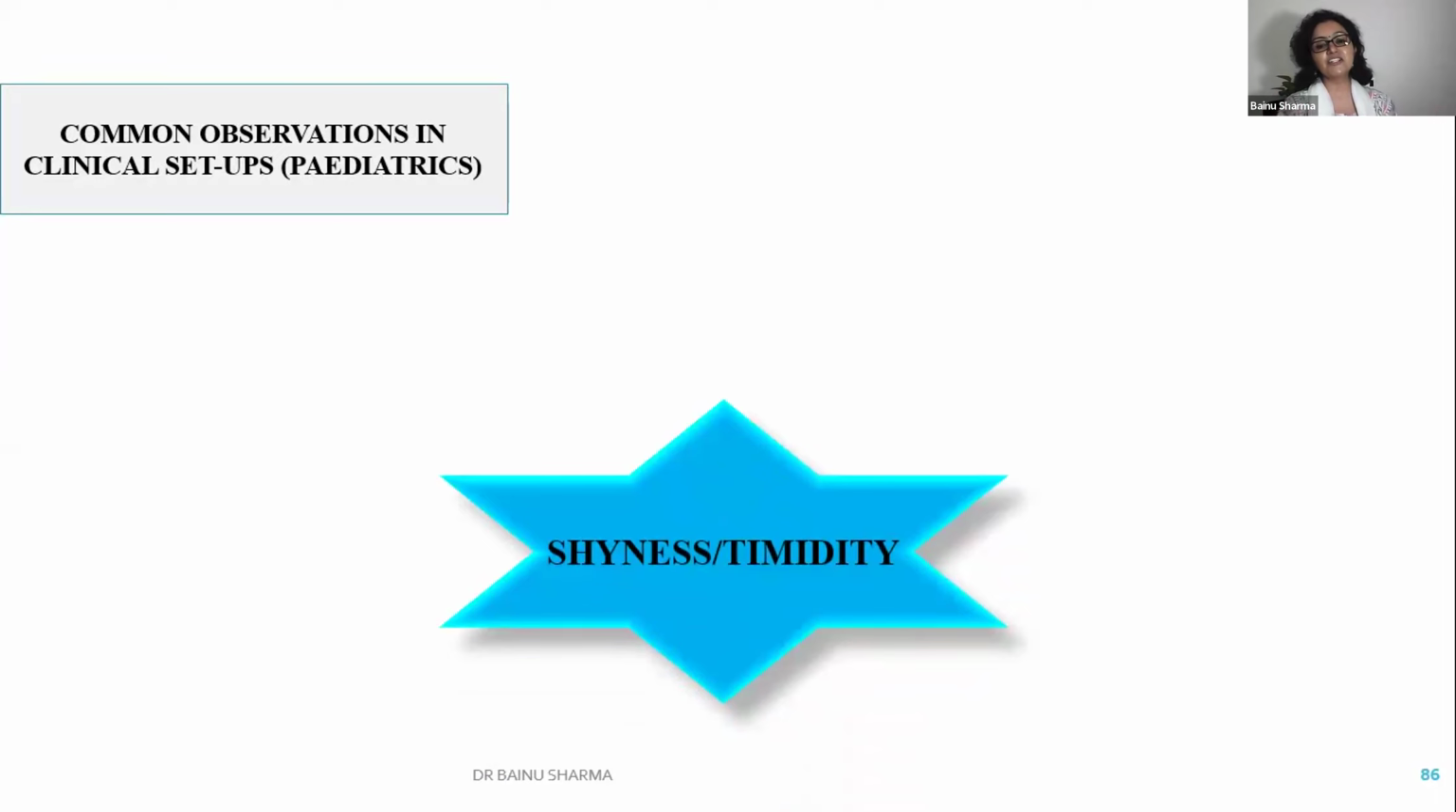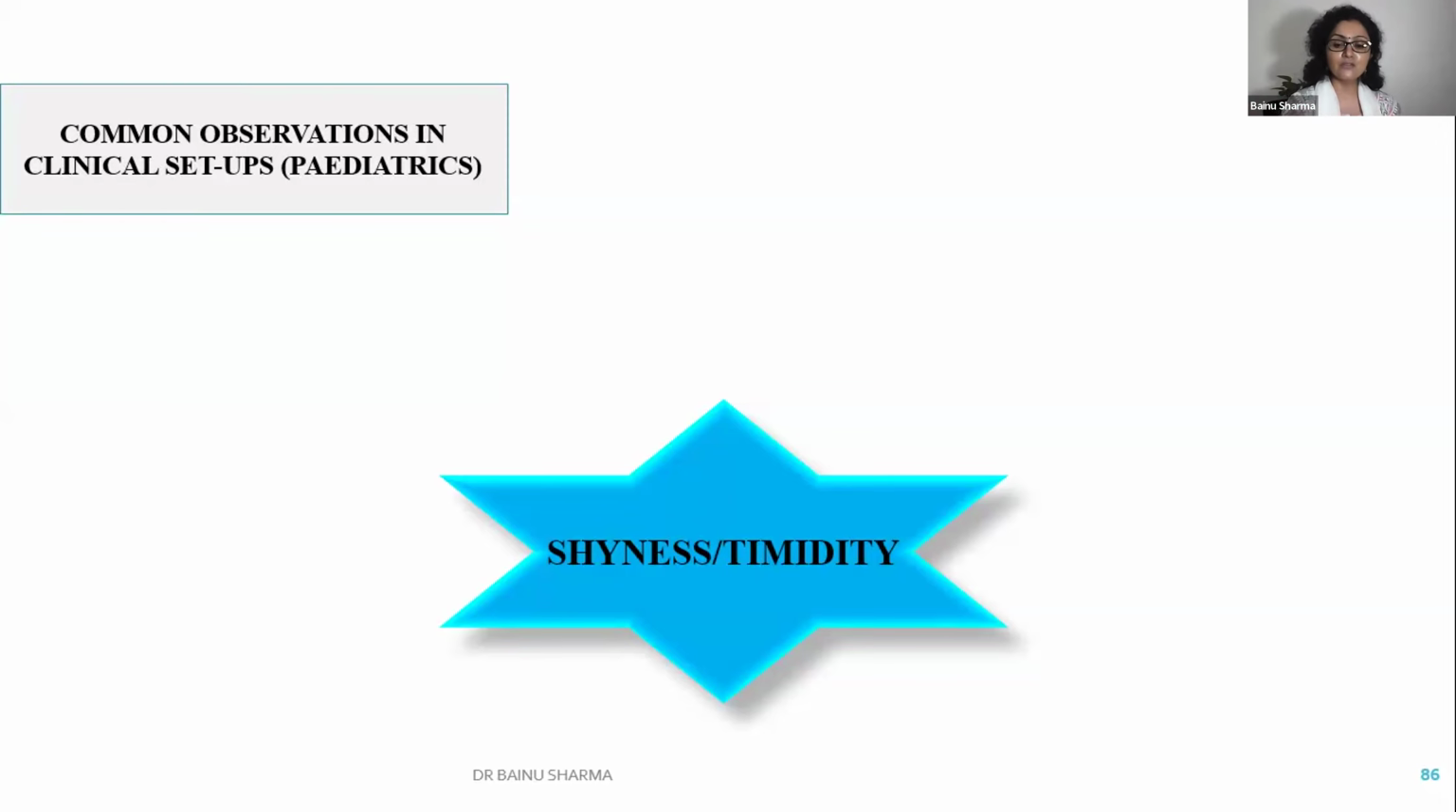So one commonest observation which we come across in our clinical setup is shyness, timidity. Many children will come to our OPDs who are shy, who are hesitant. Very few kids come to our clinics where we'll see they're very outspoken and very straightforward and very friendly and affectionate. They'll directly come to you and talk to you. And in fact, not only that, they will develop a rapport between you and everybody around very fast. So most of the kids come with a very shy behavior and attitude.